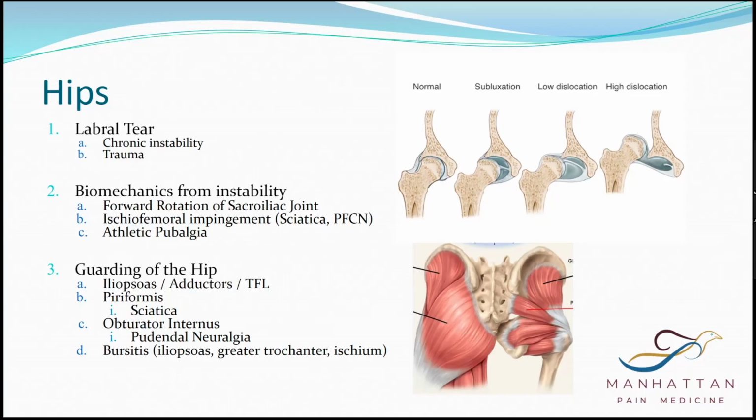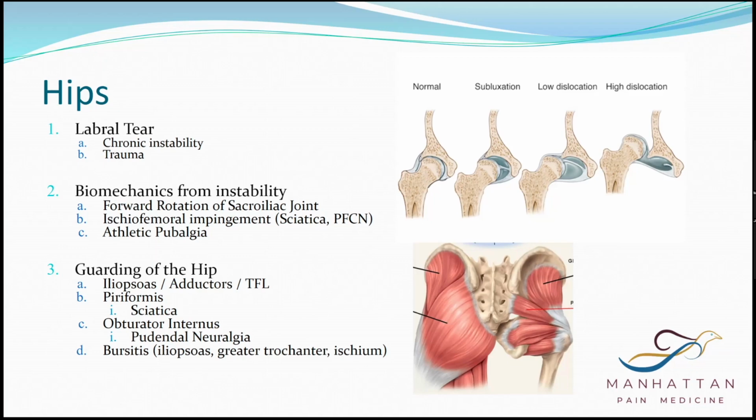Guarding of the hip: I mentioned the iliopsoas in the front, the adductors in the front, the tensor fasciae latae, which will make the IT band tight. Not uncommon for hip hypermobility to cause knee pain radiating down. Piriformis in the back, which can put tension on the sciatic nerve and cause sciatica.